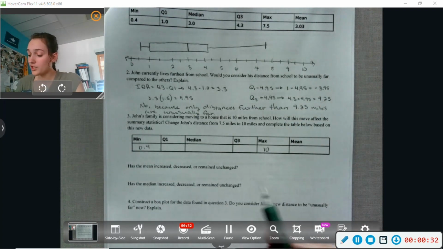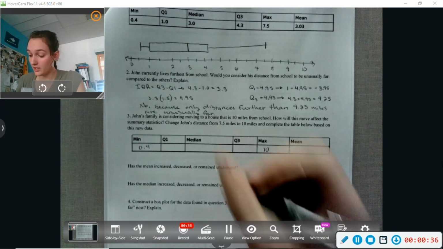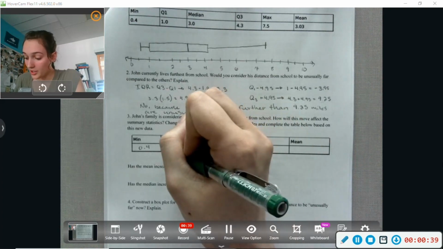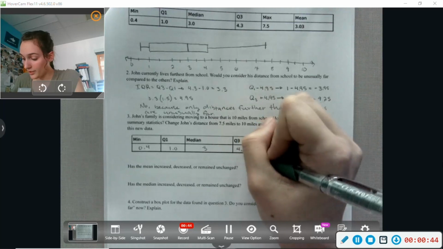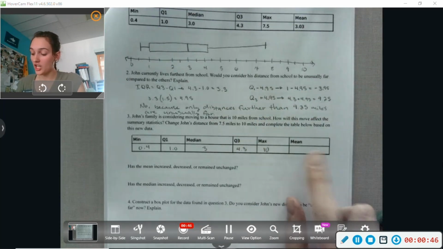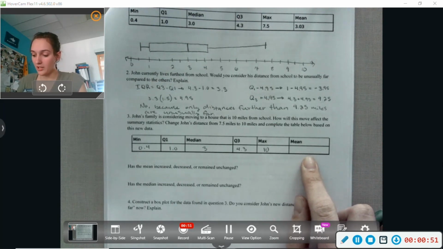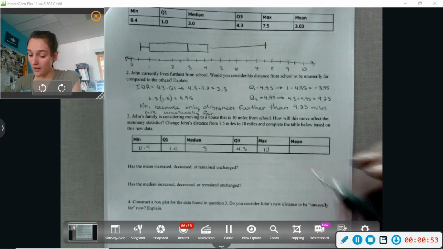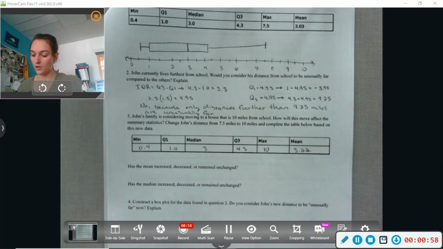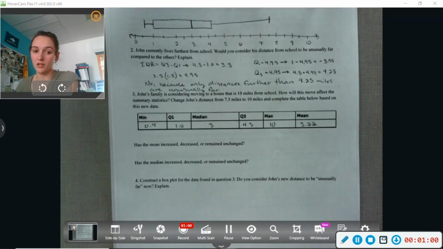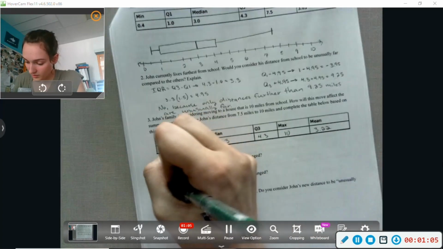But we didn't actually change the number of entries that we have, so our median is still going to be 3. Our Q1 is still going to be 1.0, and our Q3 is still going to be 4.3. The only statistic that actually changes because of this is going to be our mean, okay? So if we add all of those values up and divide by the number of values we have, we end up with 3.22, okay? So if we look, has the mean increased, decreased, or remained unchanged? Our mean has increased, right?